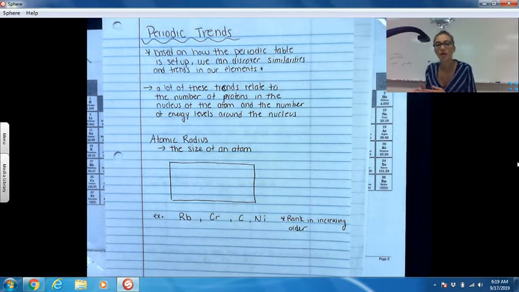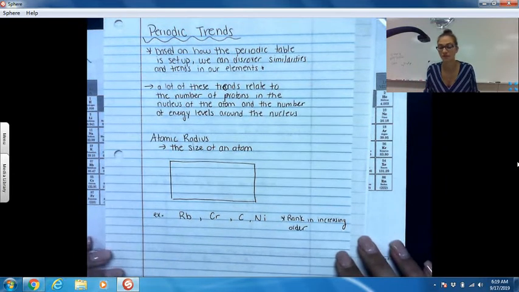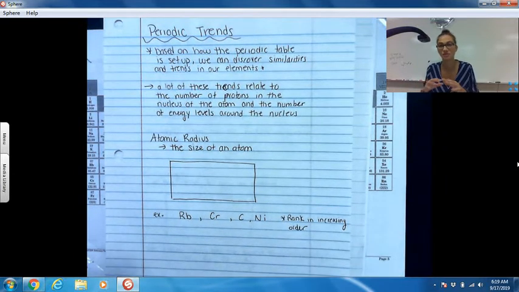The other thing that helps us figure out trends is as we go down a group, the number of energy levels increases. So as we go through the periodic table, number of protons increase, and as we go down the periodic table, the number of energy levels increase. And these might seem like small things, but they create a lot of differences between our elements and create specific trends. So we are going to start with atomic radius.